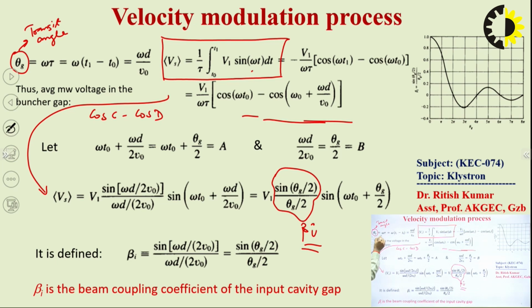omega tau. Tau we already know, T1 minus T naught here. This is already discussed in the last slide. So this is nothing but a sinc function. By looking at this graph, we can say that by increasing the transit angle, the magnitude of the beam coupling coefficient would decrease. So this is the main parameter of the velocity modulation process. Beta I is the beam coupling coefficient of the input cavity gap.